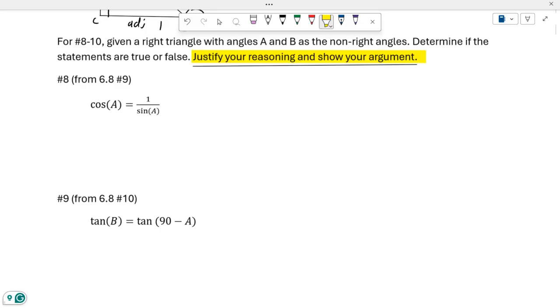So you can't just say true or false. You have to have a little bit extra here in order to get full credit. If you put true or false with no backup, I guess maybe that's a 2, right? Because I guess you're on the right track as long as you're correct.